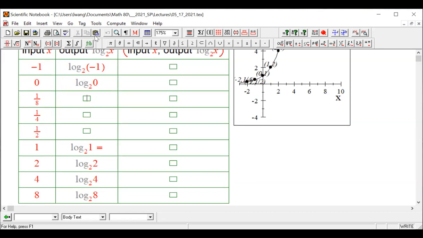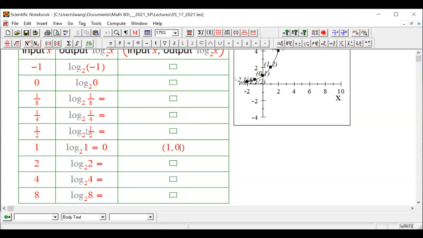Okay, log base 2 of 1/8, log base 2 of 1/4, log base 2 of 1/2. Okay, so you got more numbers to work with. 0. Very good. Thank you, Ellen. Okay, that's 0. So we got a point here. When the input is 1, the output is 0.